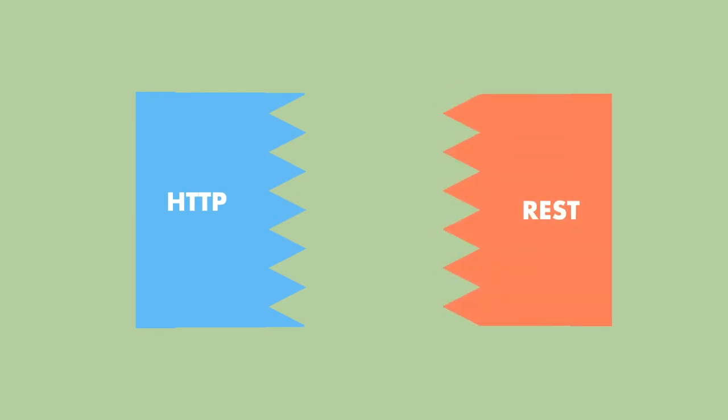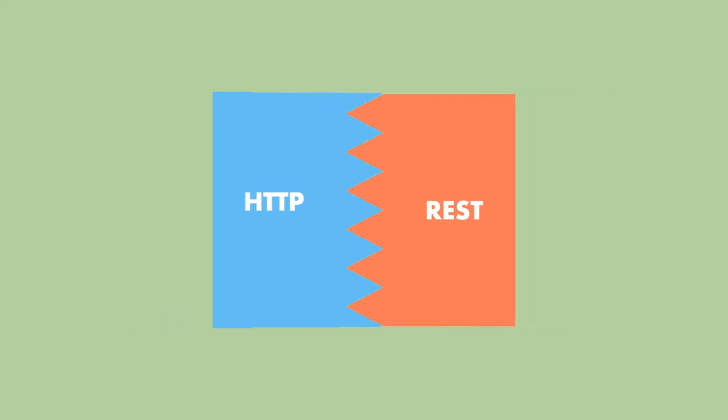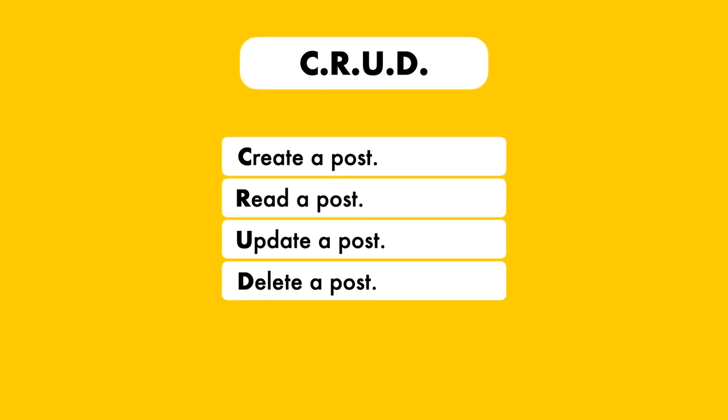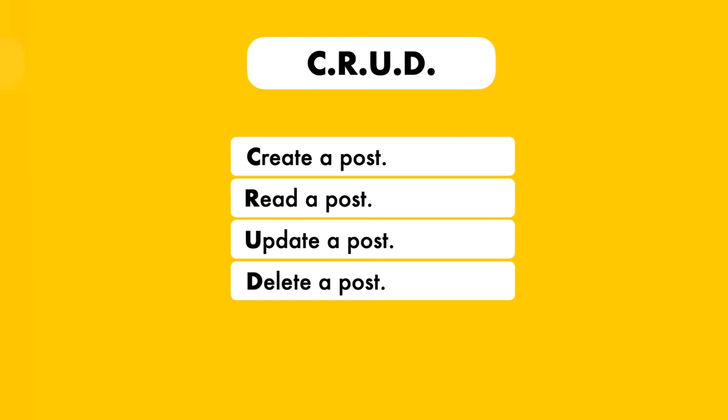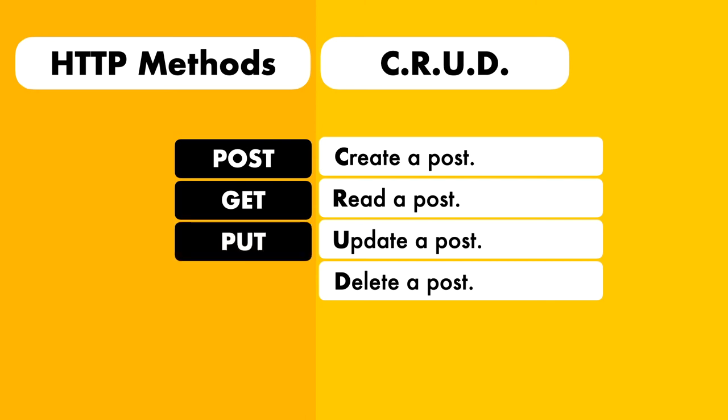RESTful APIs don't need to use HTTP as their communication protocol, but it just so happens that HTTP works very well with REST. So the majority of REST APIs are built with HTTP as the communication protocol, because it's really easy to translate the four actions we mentioned before with the four most common HTTP verbs: post for a create operation, get for a read operation, put for an update operation, and delete, well, for a delete operation.